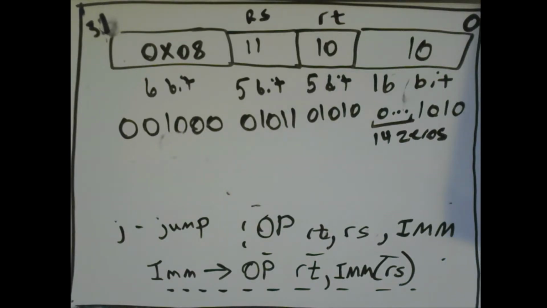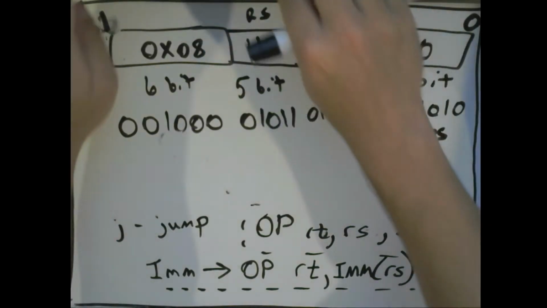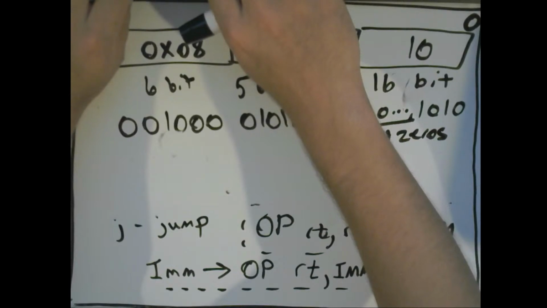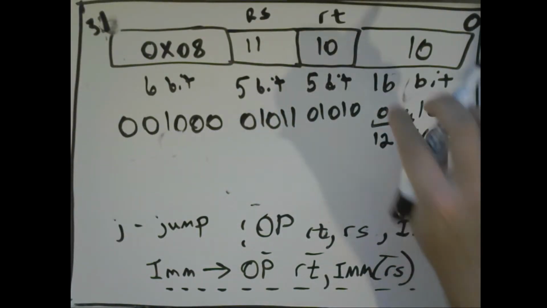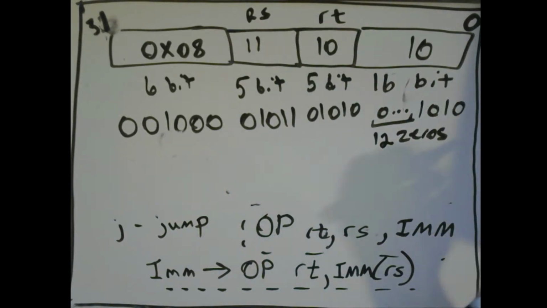Someone's asking for load word. Yeah, that's 12 zeros, right? 16 bits. My mistake.